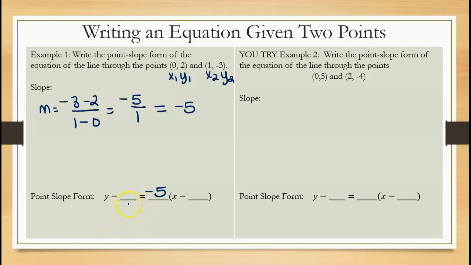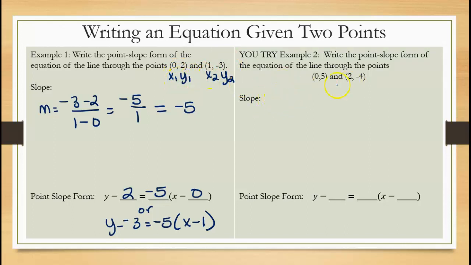And then you can choose either of the two points. You could write this as y minus 2 equals negative 5 times x minus 0. Or you could use the other one, y minus negative 3, but it has the same slope, different x's and y's there. Those would turn into the same thing when we turn them into slope-intercept form. Using this as your example, go ahead and pause the video now and try this one on your own.